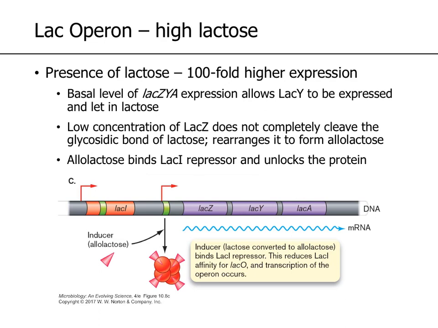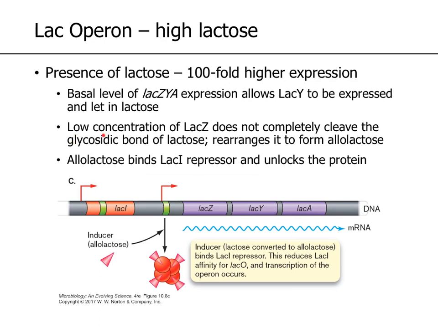Okay, so in the presence of lactose, now the expression from this gene is 100-fold higher. And so what happens is that basal level of the LAC expression allows LAC-Y to be expressed. So, right, if there was no LAC-Y at all, then the lactose would never make it into the cell, right? So it makes a couple of them, has them out there just in case it needs it. And so LAC-Y will be out there and ready to let lactose in if it needs to.